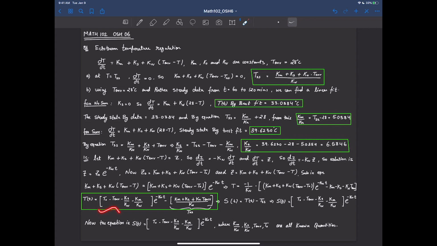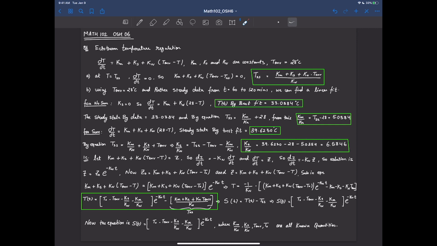So in this case, instead of having kn plus kn plus kn times t environment minus t0, you have the other way. You have t0 minus t environment minus ks over kn and all of that stuff times exponential to the negative k and t. That's the first part of the equation. And minus, because all of these were negatives, you can just multiply it by the minus. All you're going to get is this equation right here.